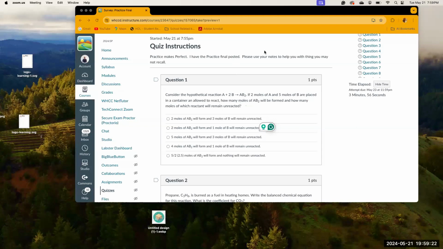So we got B and we got D. Okay, so let's actually work it out real quick. What you're going to do is this is an example of limiting reactants. And if we take a look, let's say we start off with A. So then we have 2 moles of A that we're starting off with.